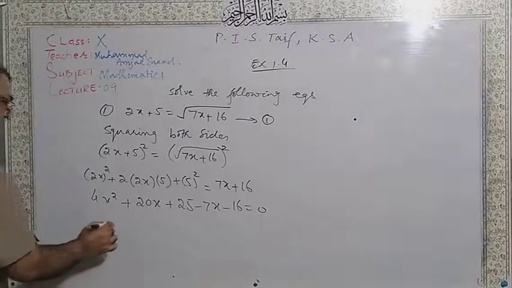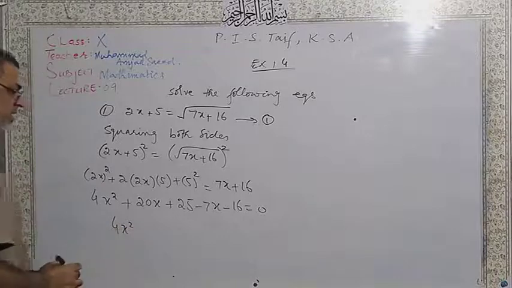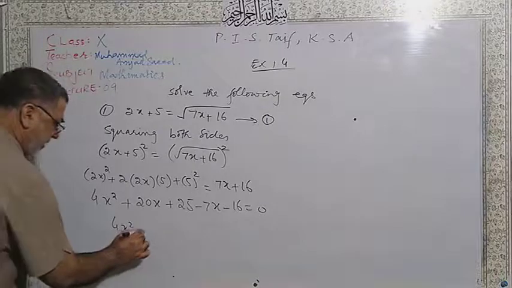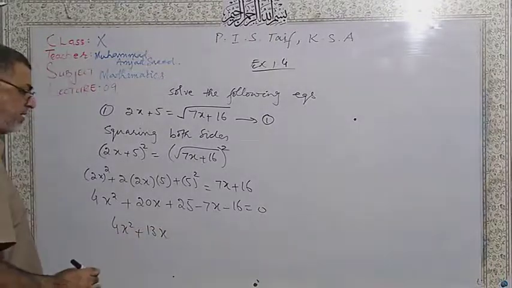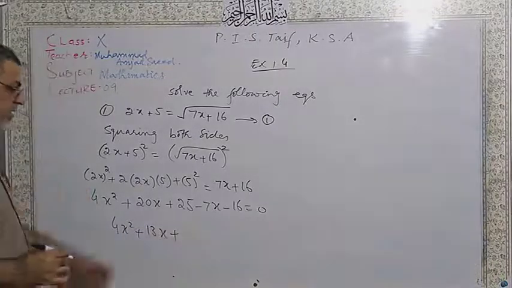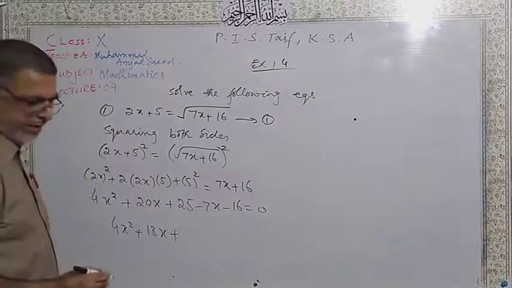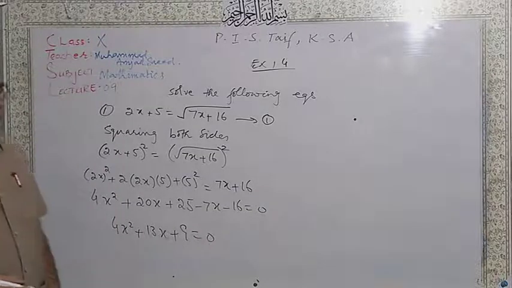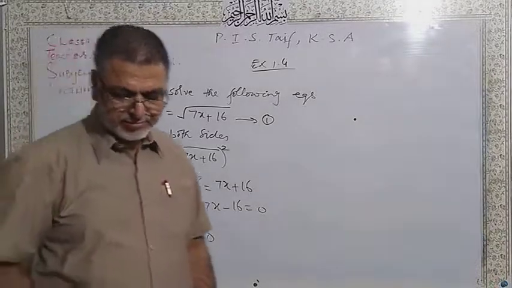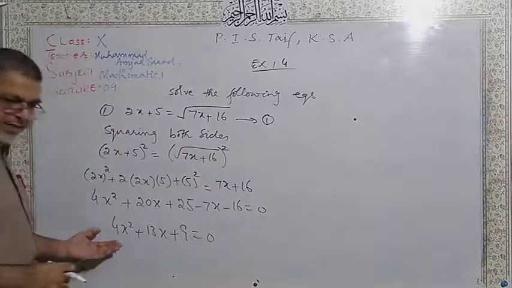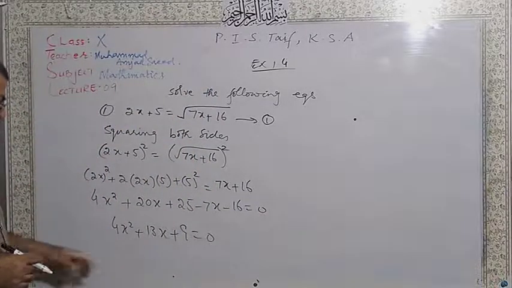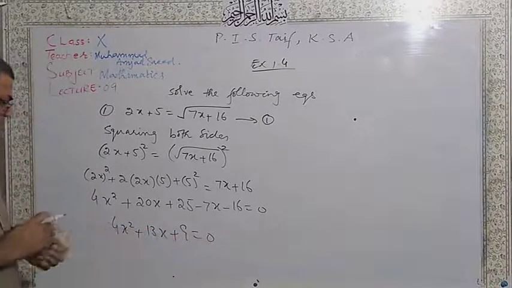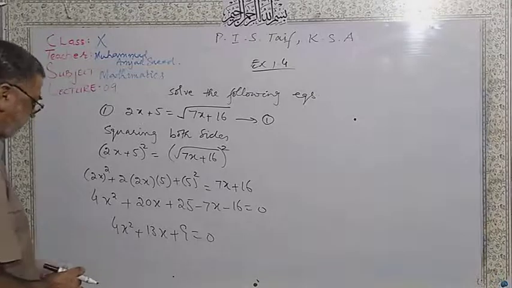Here is 4x square plus 20x minus 7x, that will be plus 13x, and then plus 25 minus 16, that is 9, equals 0. We have to make the pairs. For example, we can make the pair: here is 9 times 4 is 36 and 9 plus 4 is 13. So this is very easy.